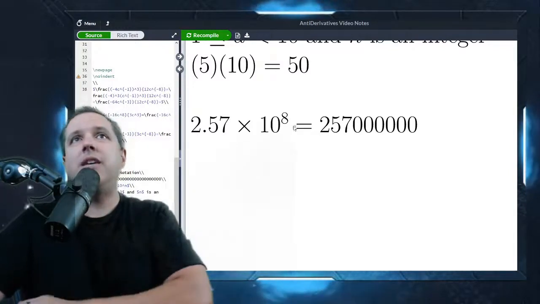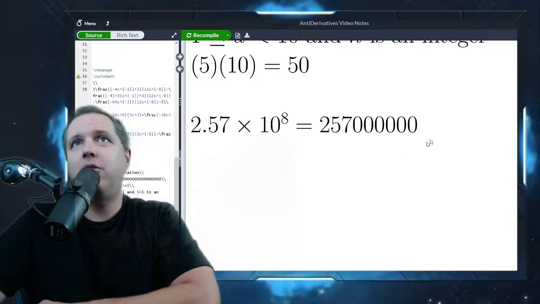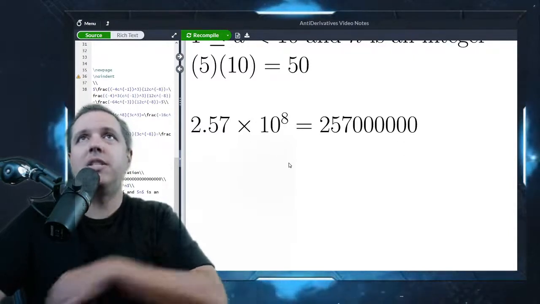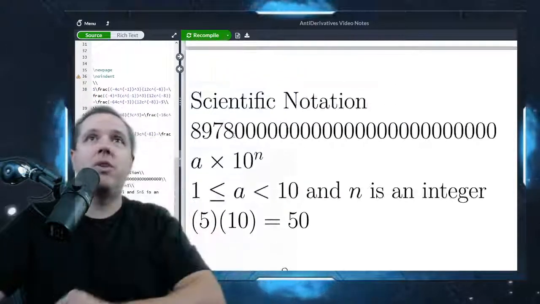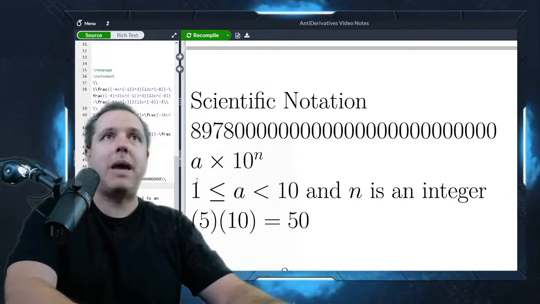Now, in this case, neither one of these is that big of a help, right? Writing 257 million this way or this way is about the same amount of work. Well, let's go back to this one up here. Let's look at how we can write this really compactly.